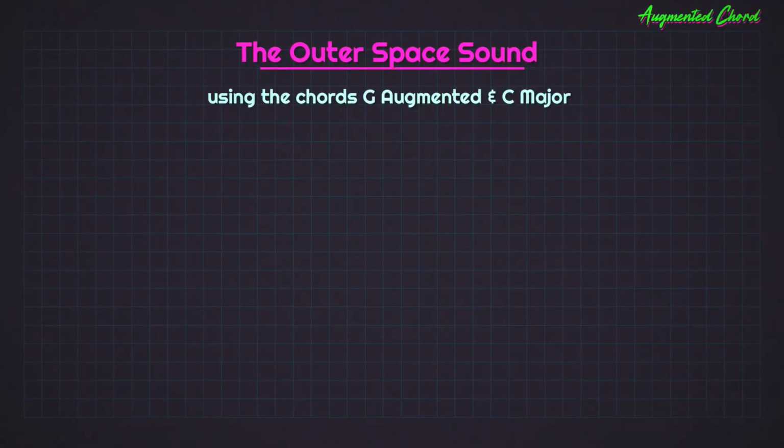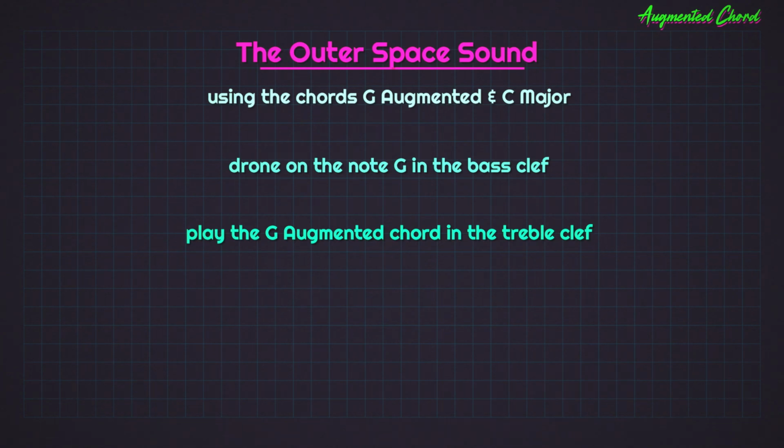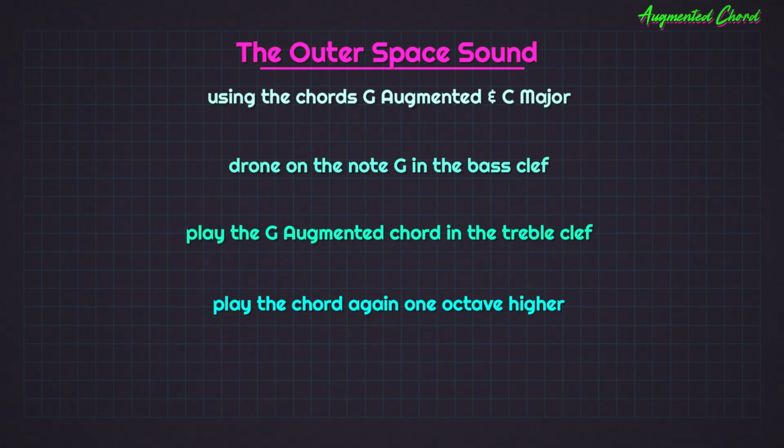To do this, head to your favorite DAW or music production software and find a good synth sound. For this little example, we'll start with the chords G augmented and C major. Next, we'll have a drone on the note G in the bass clef. Then we'll play the G augmented chord in the treble clef. Another trick is to play the chord again, but an octave higher. And finally, we'll resolve it to C major. Here's what that sounds like.